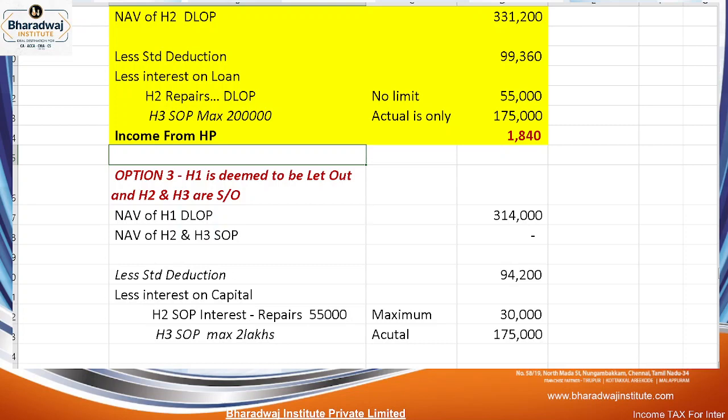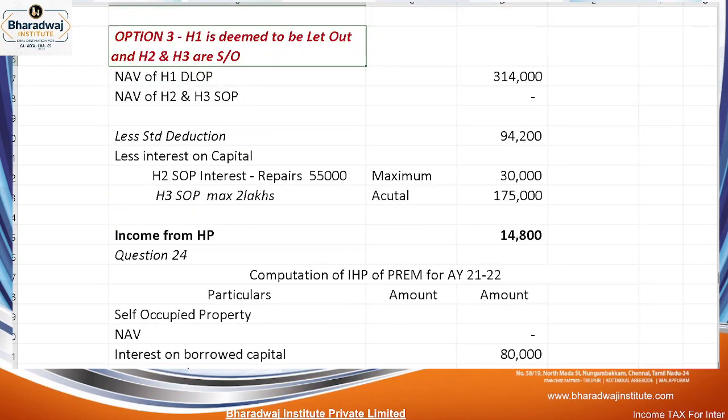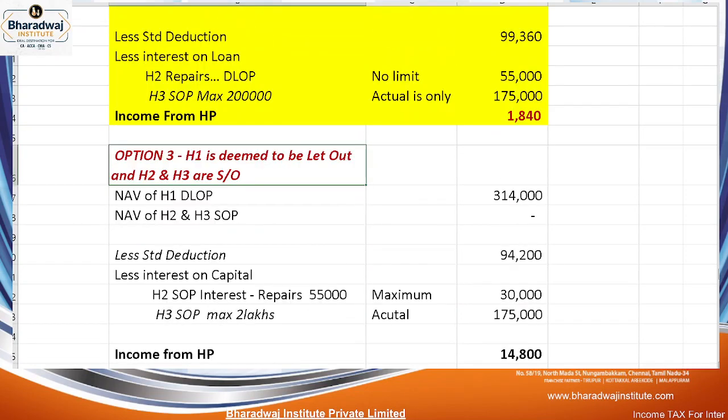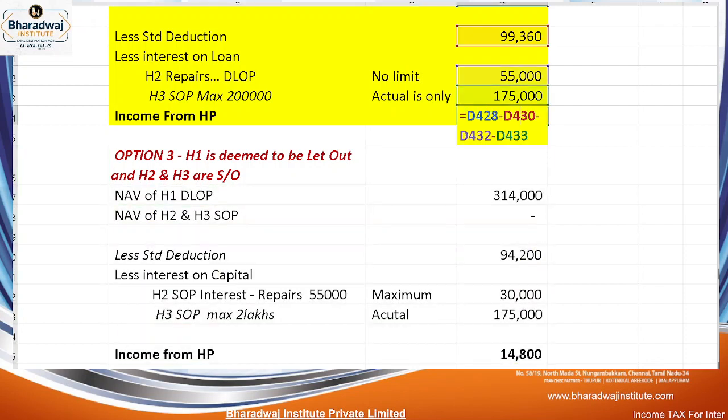Option 2 will be chosen, that is house 1 and house 3 are self occupied, house 2 is taken as deemed to be let out. This is the answer for the third option that we have taken, but in the examination, this is the option that you should recommend.